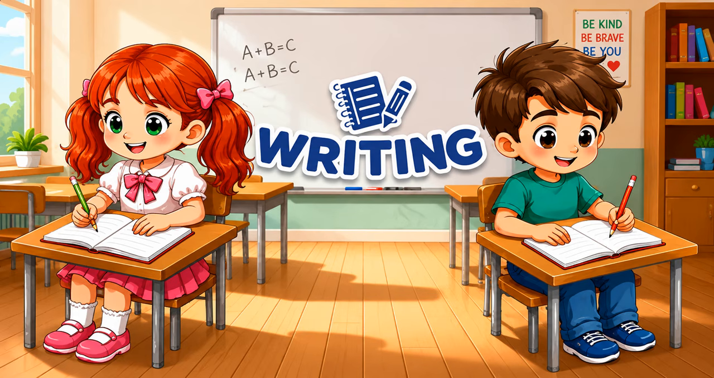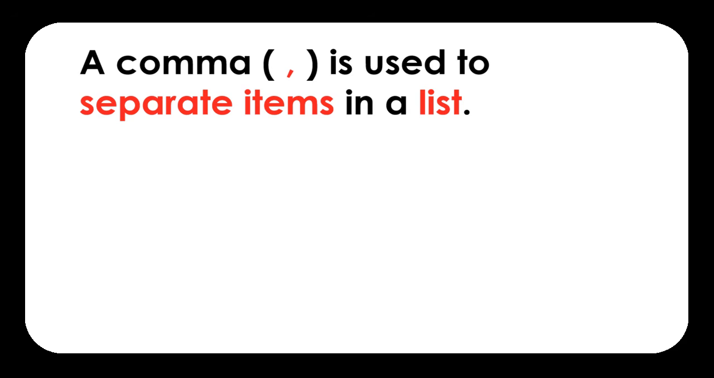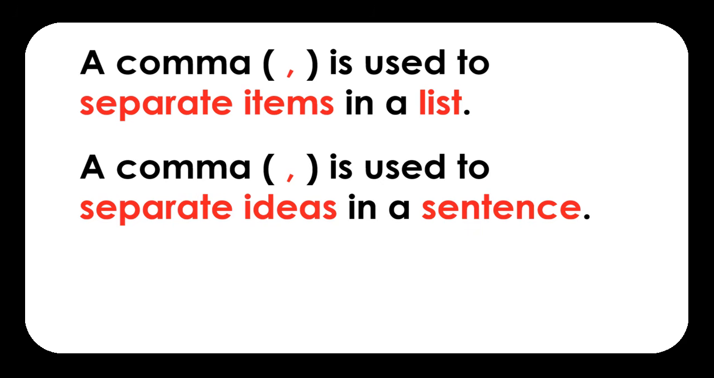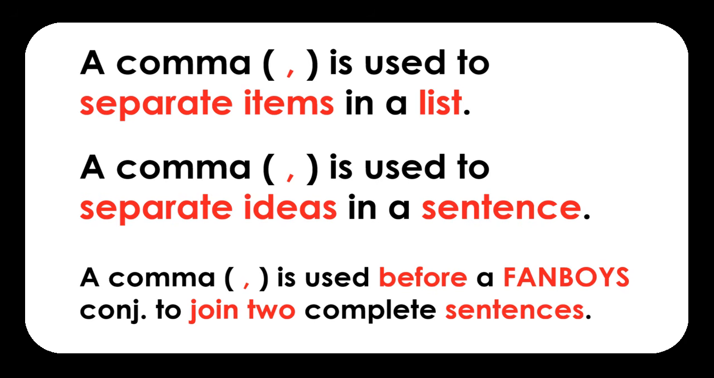A comma. It is a comma. Let's look at how a comma is used in writing. A comma is used to separate items in a list, to separate ideas in a sentence, and before a FANBOYS conjunction to join two complete sentences.